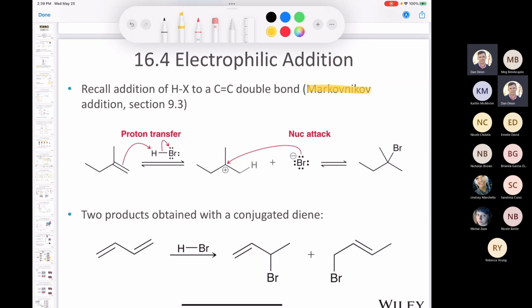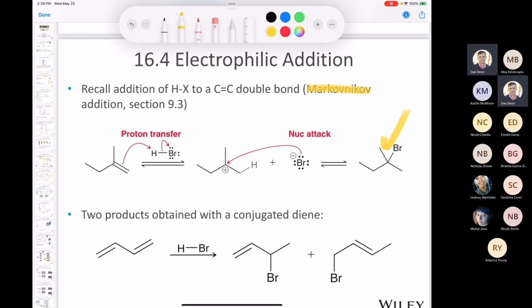It says, recall that the addition of HCl or HBr or HI to a carbon-carbon double bond was, as is shown right here, just good old Markovnikov addition, the rich getting richer. We have our proton transfer, followed by a nucleophilic attack, no carbocation rearrangements to worry about here. Everything's good, and we get our product.